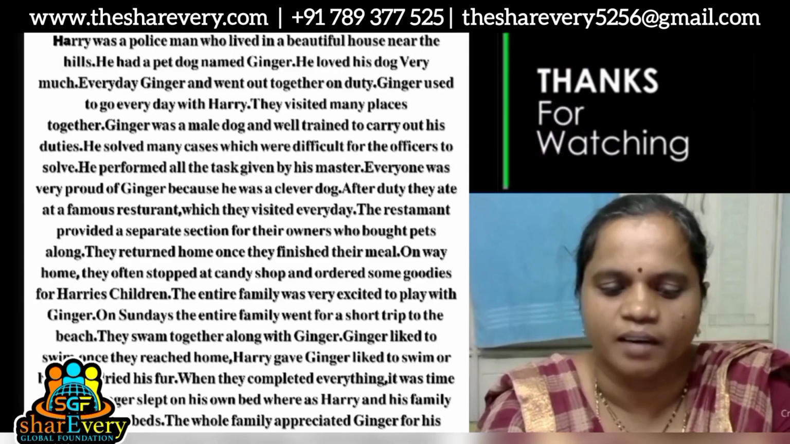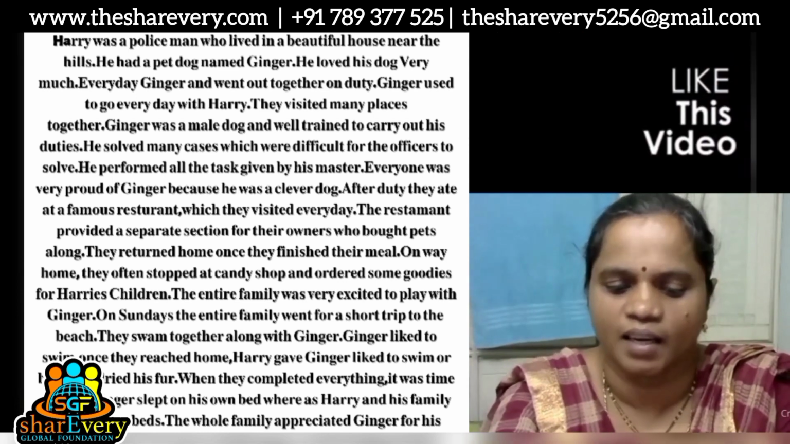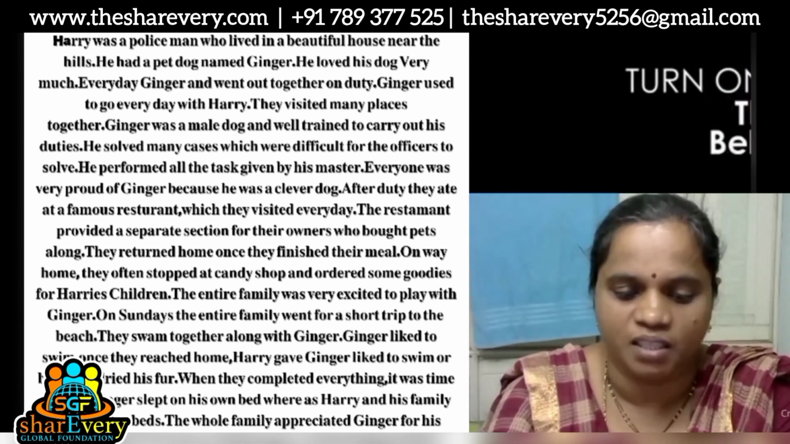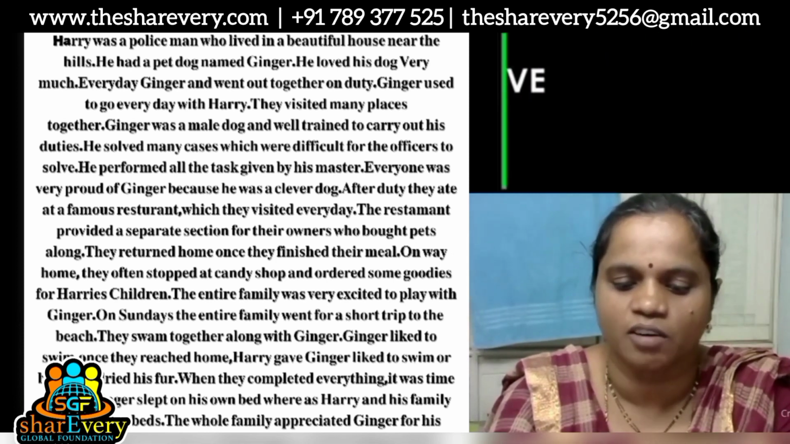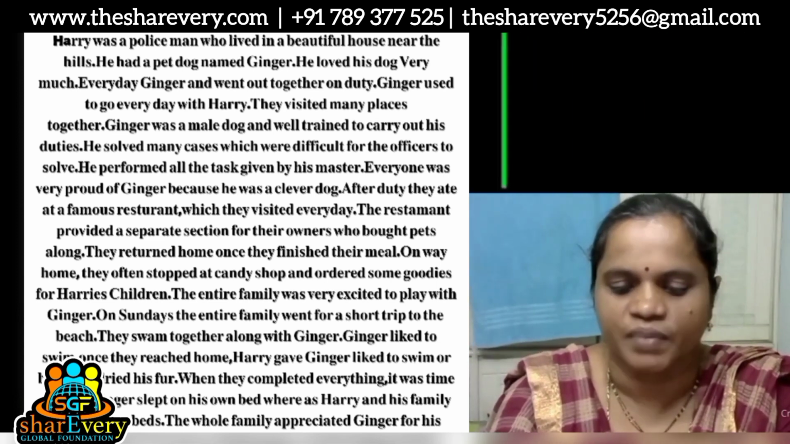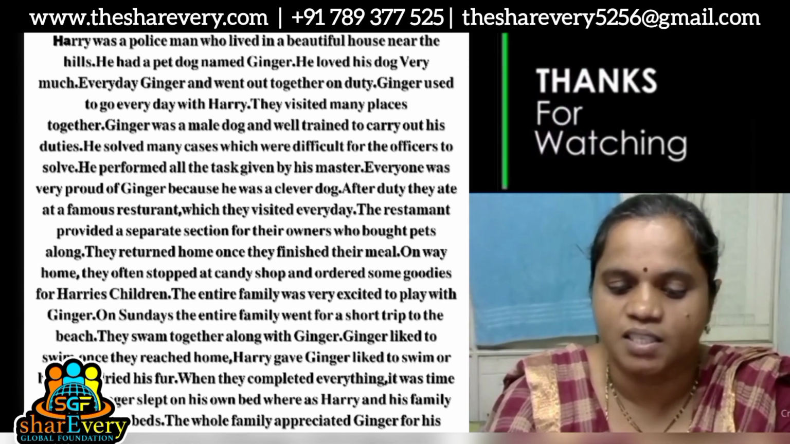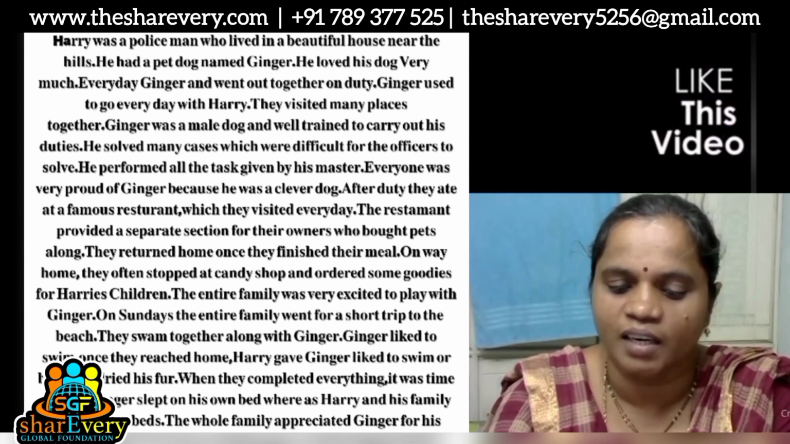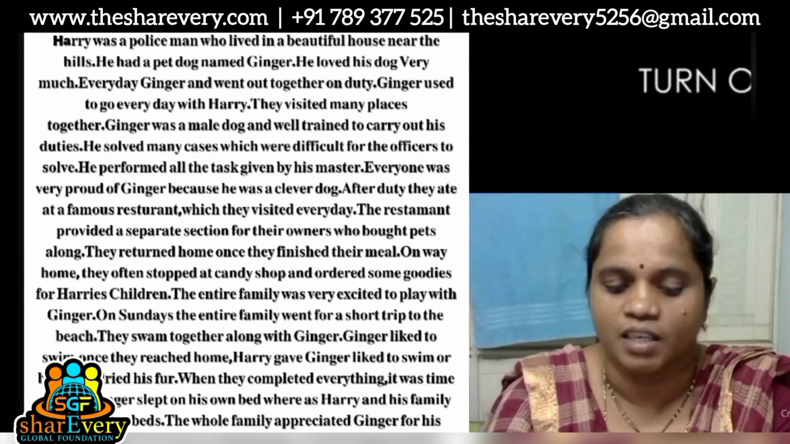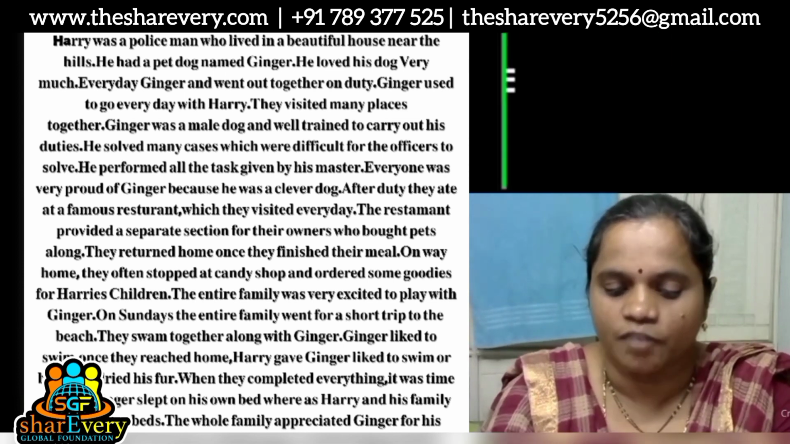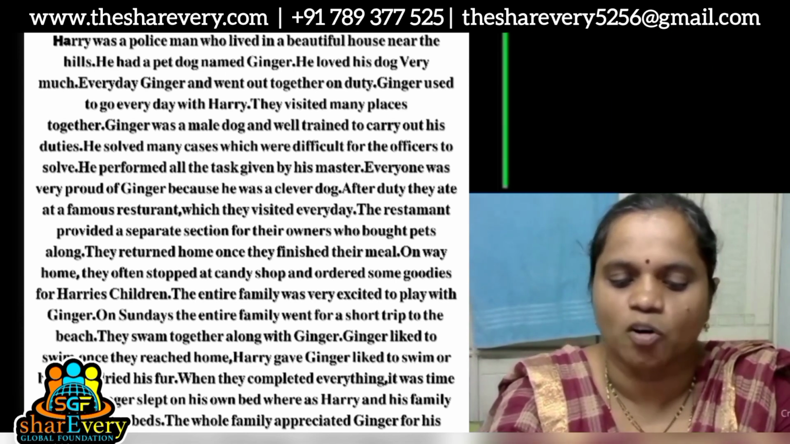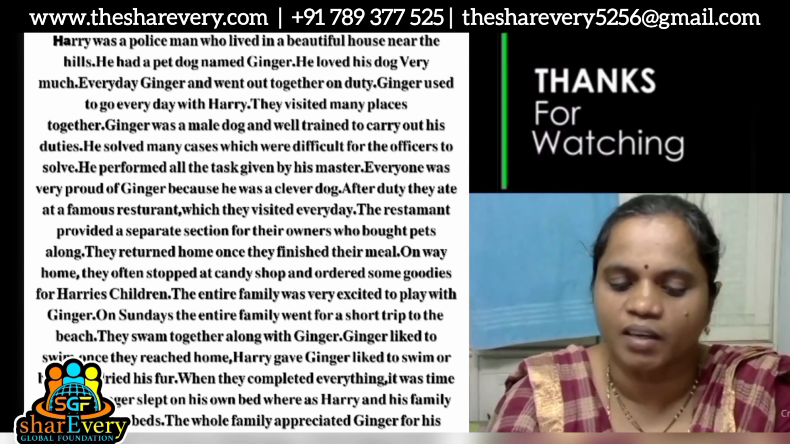Harry was a policeman who lived in a beautiful house near the hills. He had a pet dog named Ginger. He loved his dog very much. Every day, Ginger and he went out together on duty. Ginger used to go every day with Harry. They visited many places together. Ginger was a male dog and well trained to carry out his duties. He solved many cases which were difficult for the officers to solve. He performed all the tasks given by his master. Everyone was very proud of Ginger because he was a clever dog.